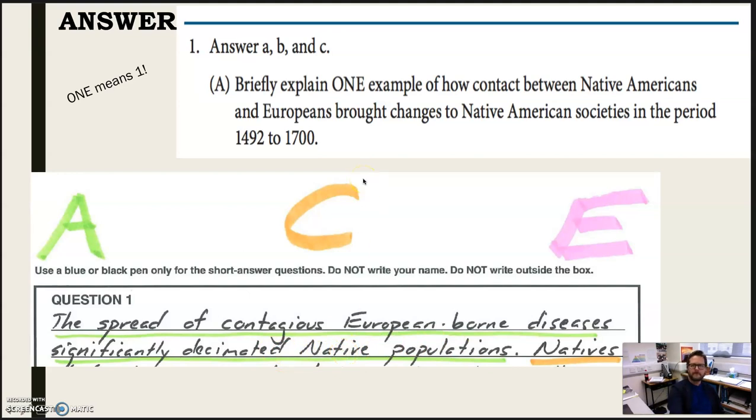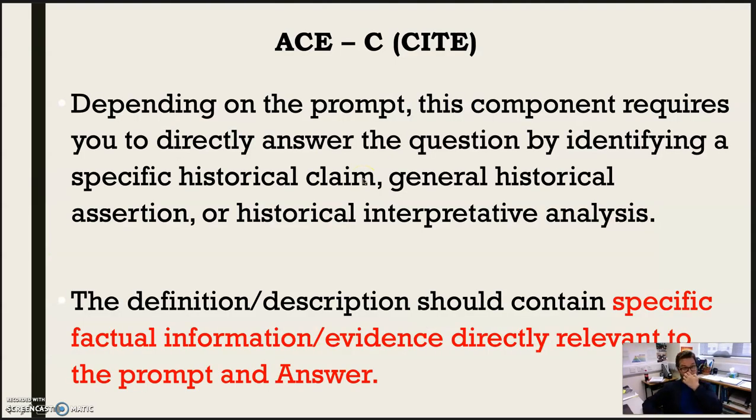All right. So the next portion of this is citing, all right? Depending on the prompt, this component requires you to directly answer the question by identifying a specific historical claim. Really what's important here is you are providing specific factual information relevant to the answer, relevant to the prompt, right? And so this is where being specific is really important. You're citing information. This is where you could also refer back to the stimulus if there's a stimulus there. And so that's what's really key here is that you're actually being specific in your citing at this point.